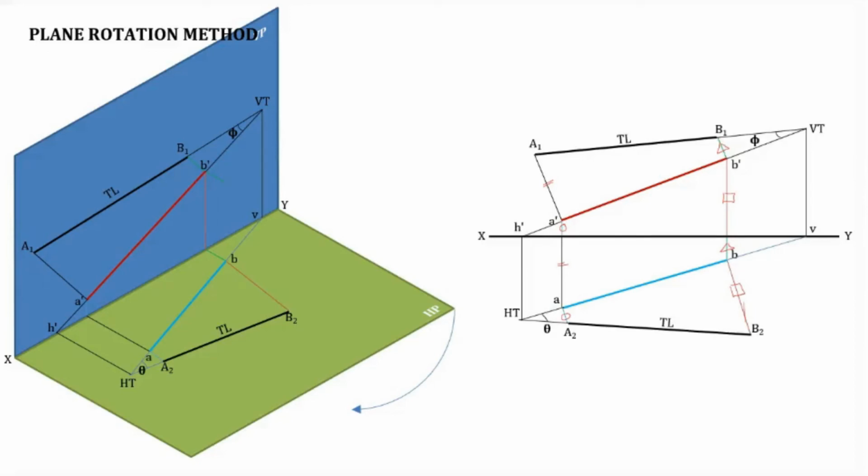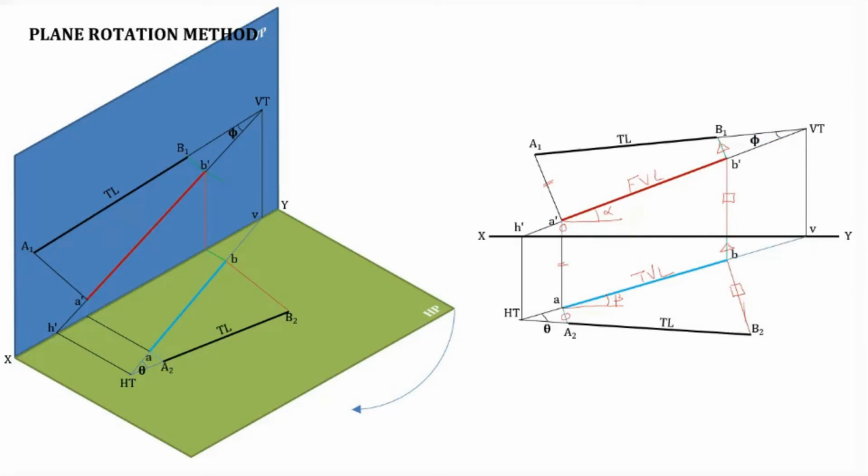In this case, this is the true length. Here it is the front view length, and this is the top view length. And alpha is the inclination of the front view with the XY line. So this is alpha. Beta is the inclination of the top view with XY. And theta is here. In the top view you obtain HT, and in HT you obtain theta. And in the front view you obtain VT, and in VT you obtain phi, the true inclination with the VP.